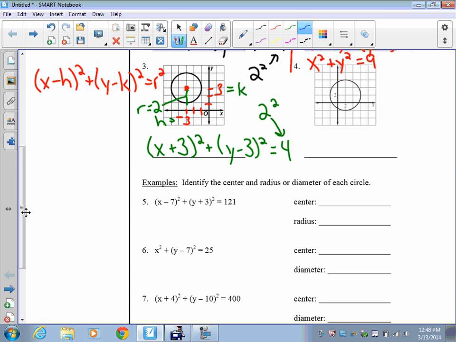So the last one here, we have (1, 1) at the center, and r is equal to 2. So we have (h, k) at (1, 1). So we're going to have (x - 1) squared plus (y - 1) squared is equal to 4. 4 is 2 squared.